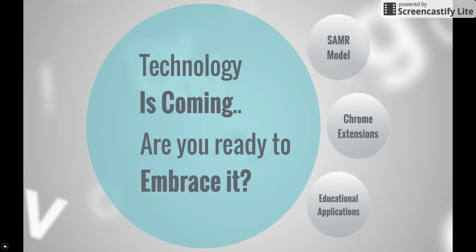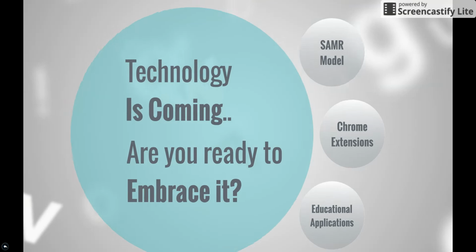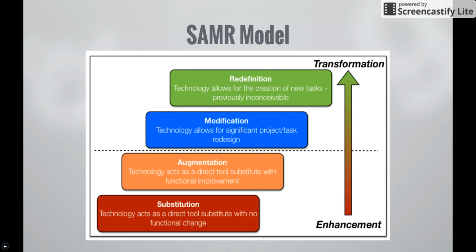So technology is coming. Are you ready to embrace it? It's inevitable, and that's why this class exists. Technology is here, and you have to implement it. The SAMR model is excellent. It shows the different levels, starting off where there's no change at all, it's just technology. Then you get a slight improvement, a redesigned task, or tasks that weren't possible before. And you have to aim for that transformation and that better implementation of technology.